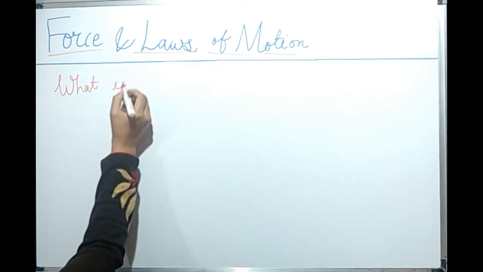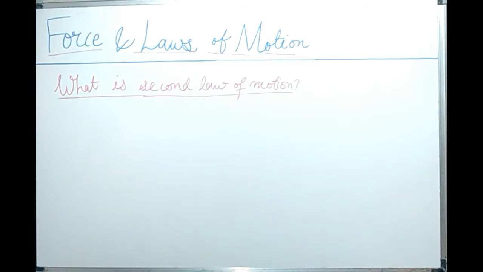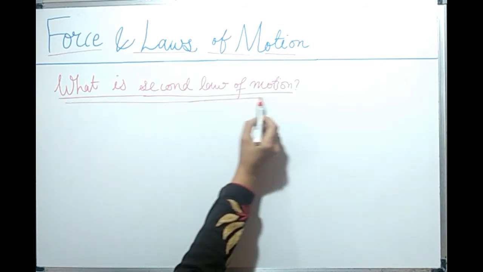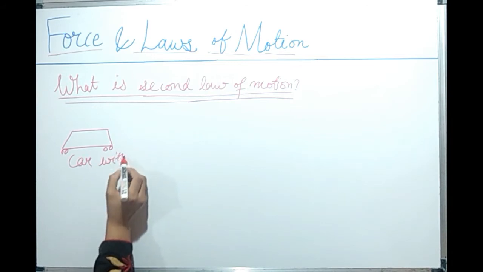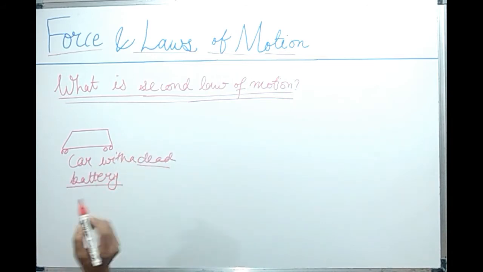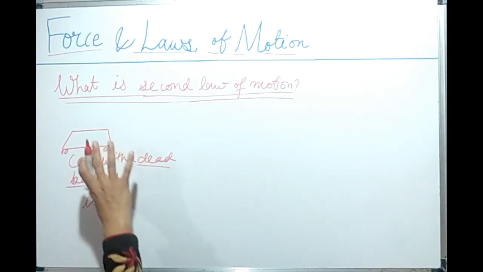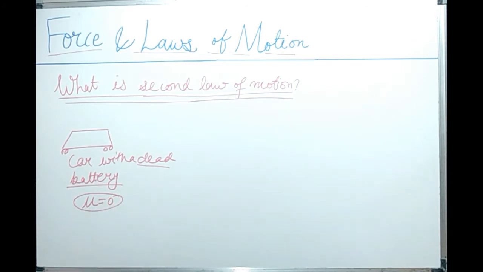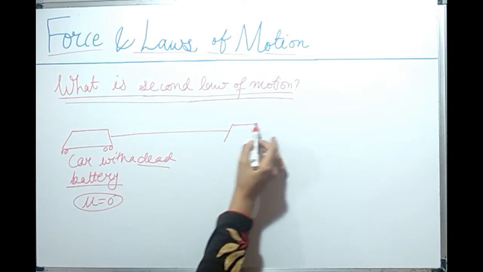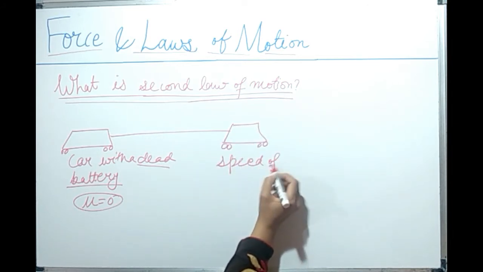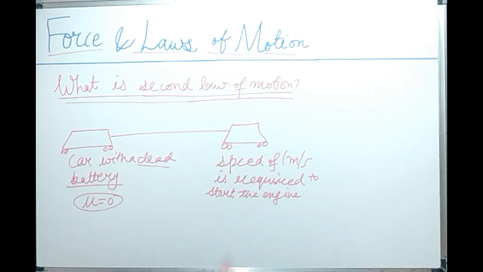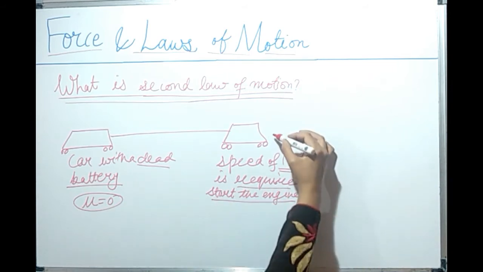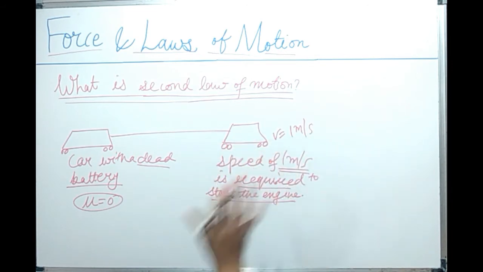What is the second law of motion? Let's understand this with the help of an example. There is a car with a dead battery. Dead battery means initial velocity u is 0. The car is not moving, the battery is dead, initial velocity is 0. And to start this car, a speed of 1 meter per second is required to start the engine. So the final velocity would be 1 meter per second in this particular case.